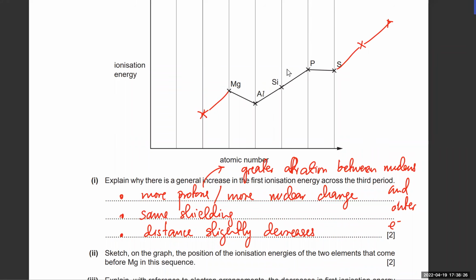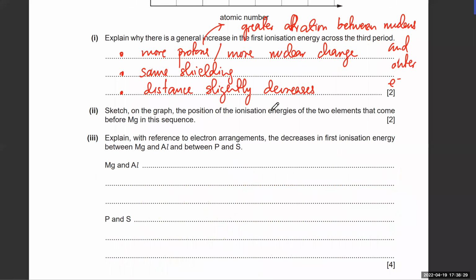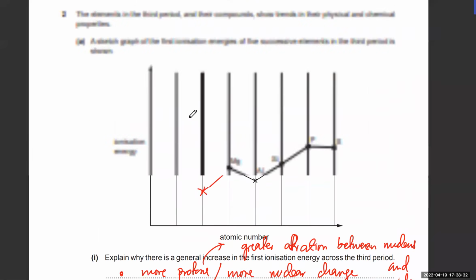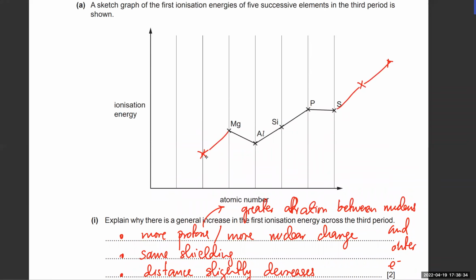As for the next one, sketch on the graph the position of the 2 elements that come before Mg in this sequence. So I said, this is sodium. Now before this, there's neon. Where do you think neon is? The period ends over here. So where is neon? It's going to be very high, so neon would be somewhere at this point, because that's in the previous period. That's a smaller atom that's got fewer shells. The electron is much closer to the nucleus, so there's a lot more attraction and it's more difficult to remove electrons.